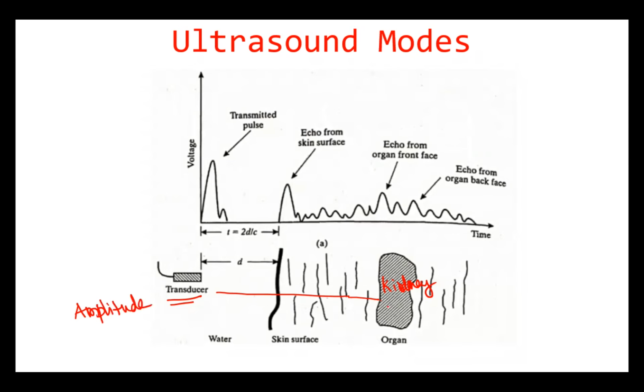Okay, I pass some sound pulse, it goes and reaches the kidney and it is received back. So that's why, if you see the ultrasonic pulse, this is the transmitted pulse. See, your transmitted pulse is at this voltage. But when do you receive the first signal?